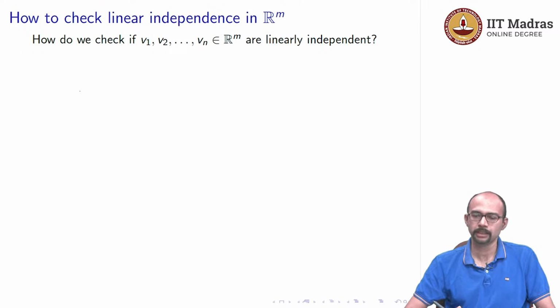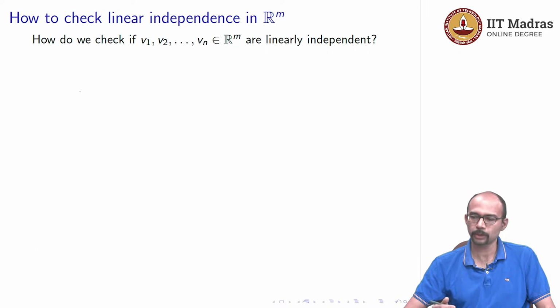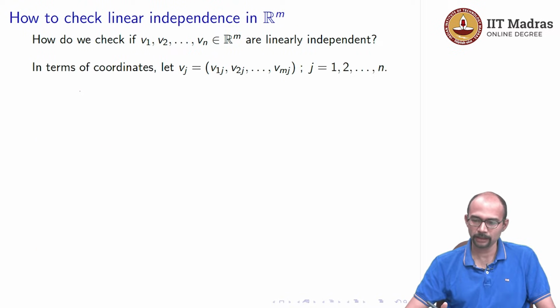How do we check, if you have a set of n vectors in Rm, when they are linearly independent? Let us go back one step and ask what we did in R3. In R3, we took arbitrary coefficients, I will underline the word arbitrary, or unknown, and then checked what the possible solutions are for these coefficients for this equation to be 0. This is the general template. So, in Rm you will do the same thing.